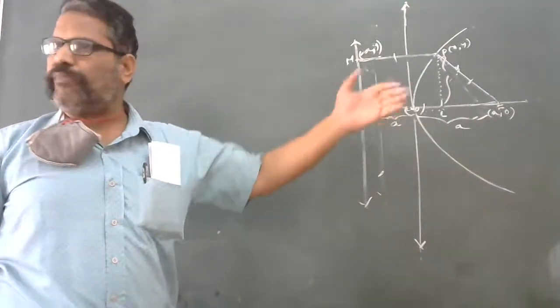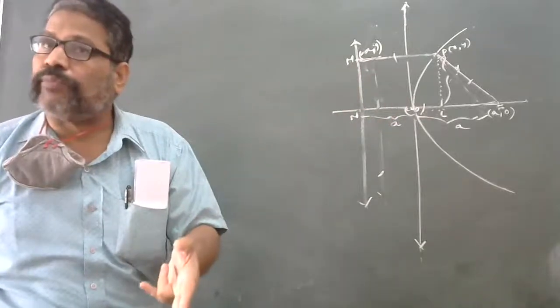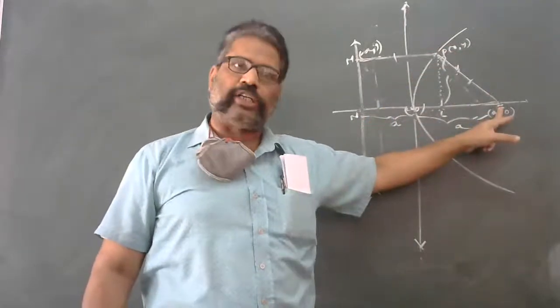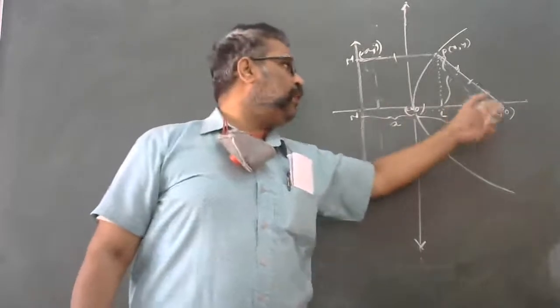Now what is the condition? Let P be any point on the curve, on the conic. So what is the condition for P lying on the parabola? Any point on the parabola is equidistant to the focus, the fixed point, and to the fixed line. Yes. So PF is equal to PM. That's the condition.